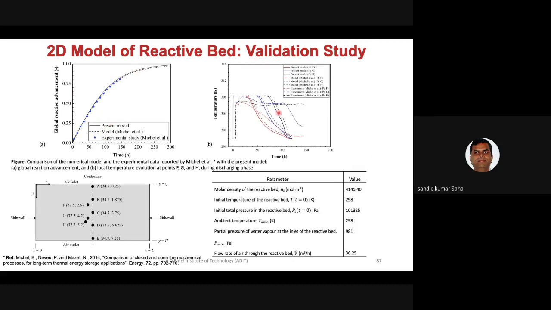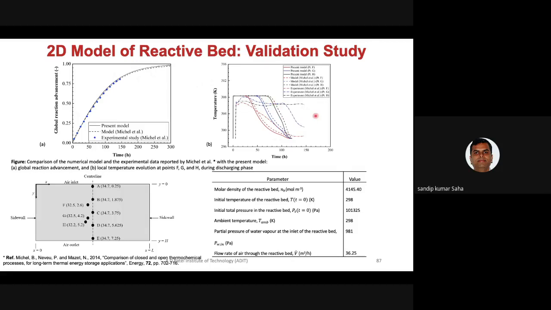However, in another case where we are looking at the temperature distribution, this is the global reaction advancement, in the sense of how the reaction front moves, which is actually validated well. But when we come to the temperature, specifically the air outlet temperature, we see that our model is not near the actual experiments. You see, this is the actual experiment. I hope you can see my laser pointer. The experimental curve does not go down, whereas the numerical model goes down.